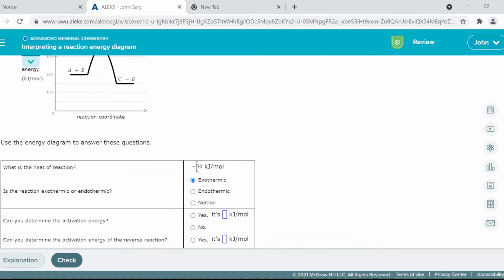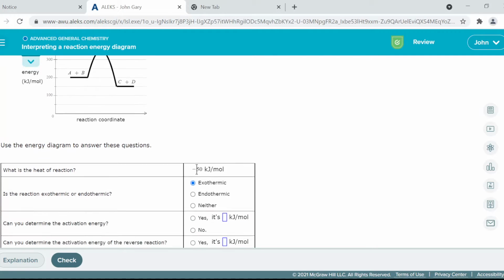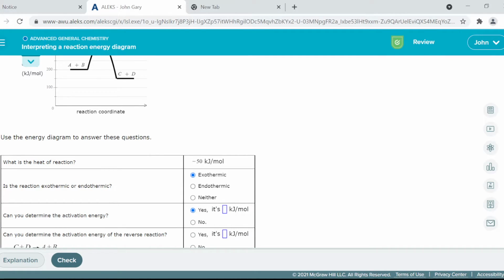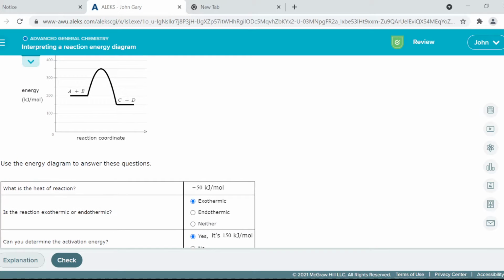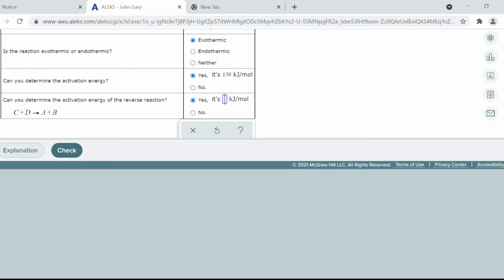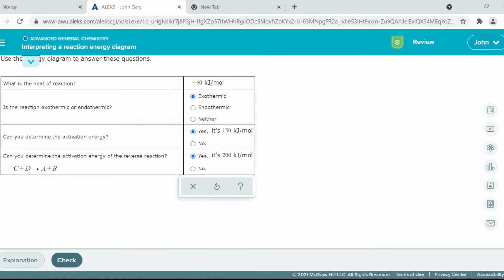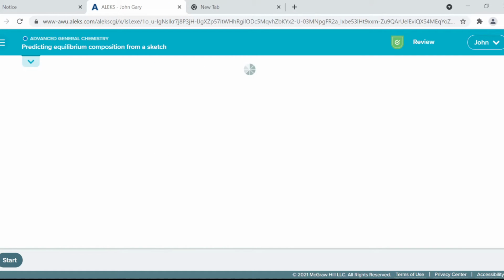Negative 50 kilojoules. Can I determine the activation energy? Yes, I can. It's A plus B, which is at 200, all the way up to 350. Correct. So that's 150. Can you determine the activation energy of the reverse reaction? Yes, I can. It's 150 to 350, so that'd be 200. Right, check. Good, next topic.